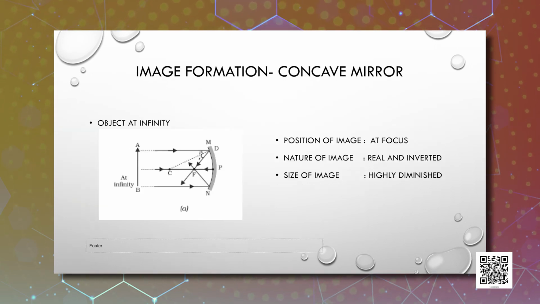As you can see in the figure, a ray parallel to the principal axis after reflection will pass through the principal focus in case of a concave mirror, or appear to diverge from the principal focus in case of a convex mirror. When we consider a ray passing through the principal focus of a concave mirror as shown in the figure, or a ray which is directed towards the principal focus of a convex mirror, after reflection will emerge parallel to the principal axis.